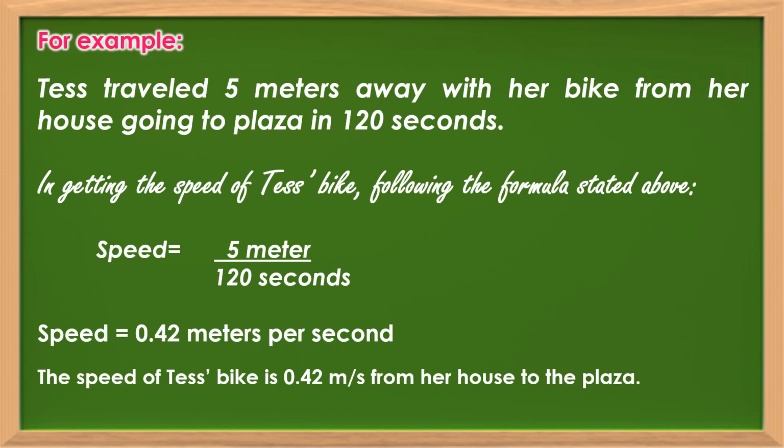For example, Tess traveled 5 meters with her bike from her house going to the plaza in 120 seconds. In getting the speed of Tess' bike, following the formula stated above, speed equals 5 meters divided by 120 seconds. The speed of Tess' bike is 0.42 meter per second from her house to the plaza.